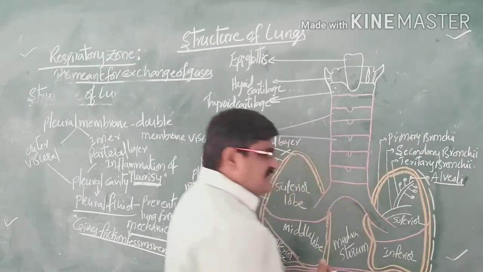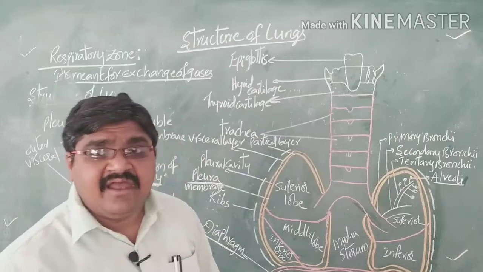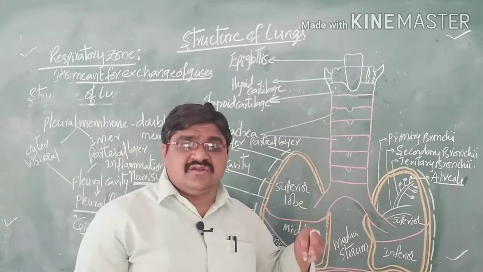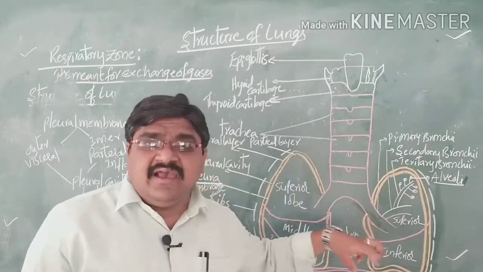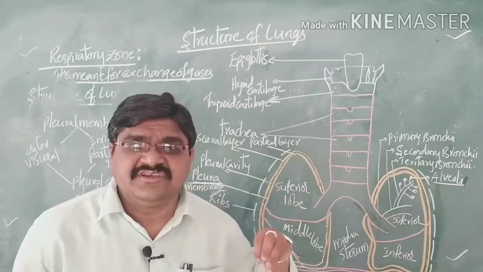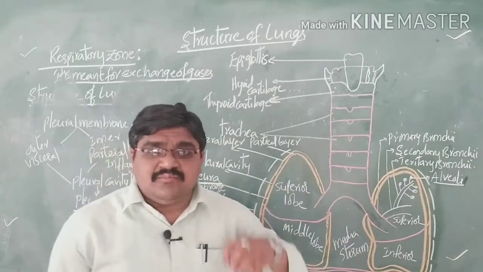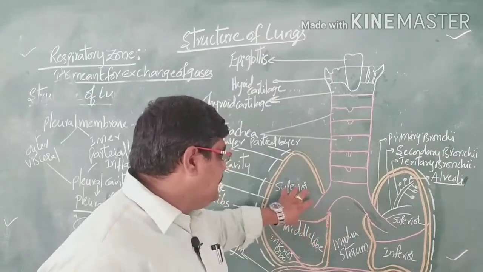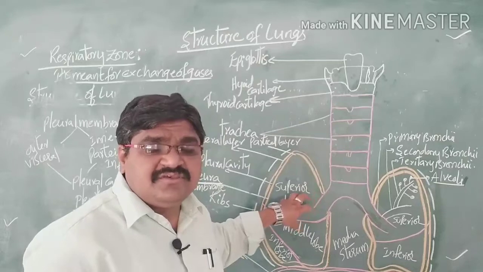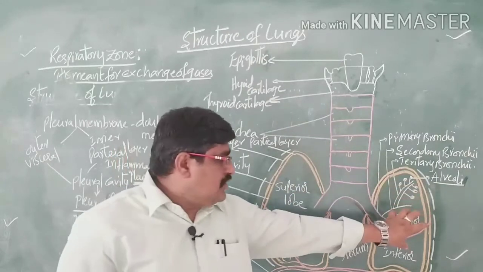The right lung is larger than the left lung. Why? Because the left lung is very short. On the left side the heart is positioned, so the left lung is smaller than the right lung. The right lung is divided into three lobes and the left lung into two lobes.